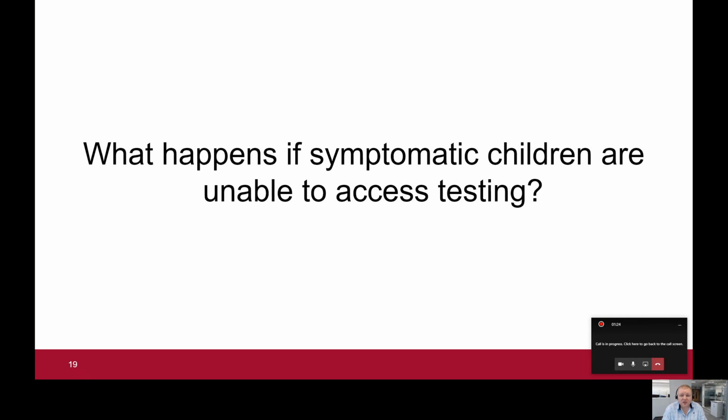If we end up in a situation where there's absolutely no test available, then what needs to happen is, of course, the child needs to be excluded from school, as does their whole household. The household needs to isolate, the case needs to isolate for 10 days from the onset of their symptoms, the household for 14 days from the onset of the case's symptoms.